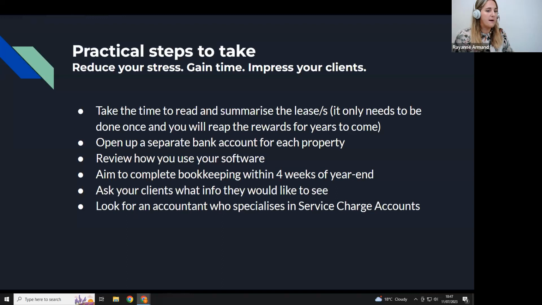So it's best to have a separate bank account for each property. The third point is review how you use your software. Make sure that you do have some robust internal processes in place.